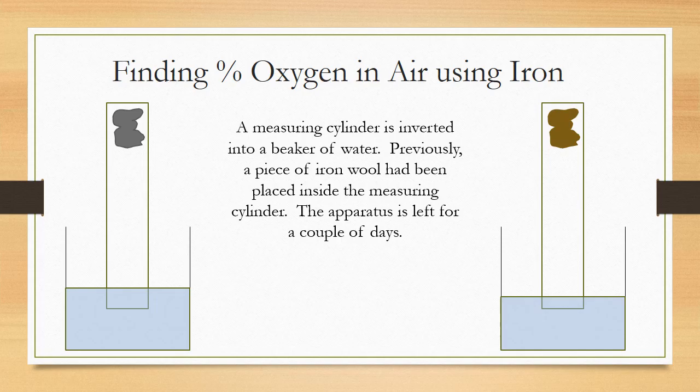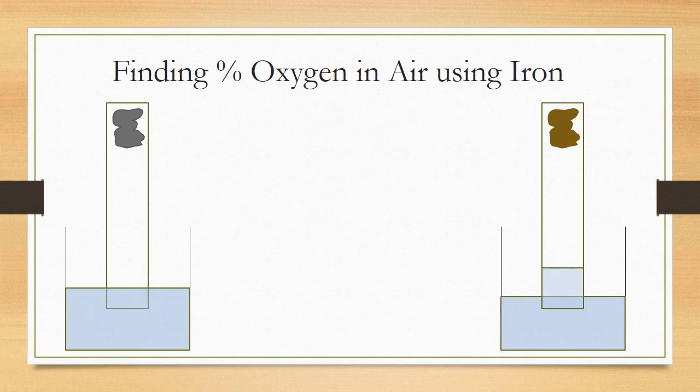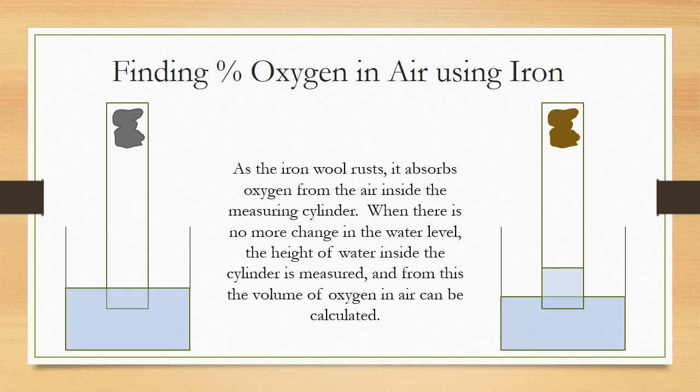What happens, of course, is that rust forms, iron oxide forms on the iron wool, as you can see from the diagram. Due to the loss of oxygen, there's a pressure difference between the inside of the measuring cylinder and the outside. So the water pushes in, and as the iron rusts, it absorbs oxygen from inside the measuring cylinder. When there is no more change in the water level, the height of the water inside the cylinder can be measured, and from that we can deduce the volume of oxygen in air that has been used.